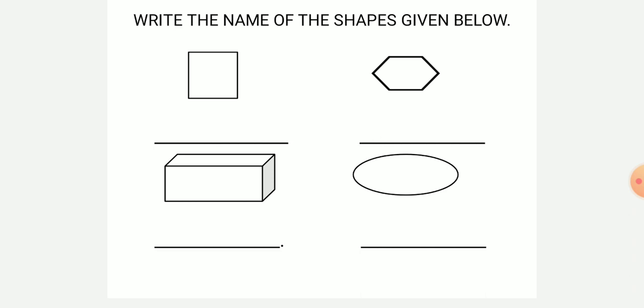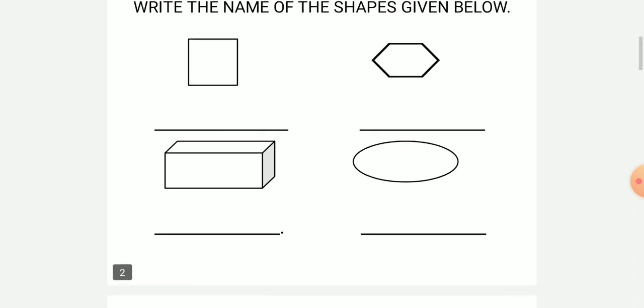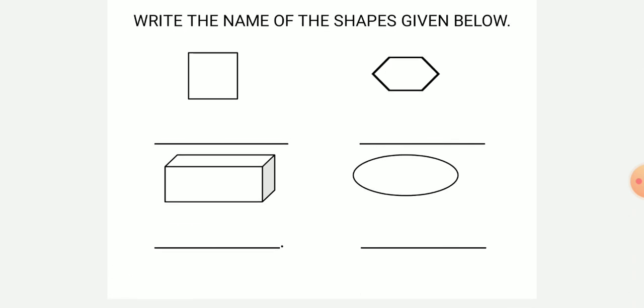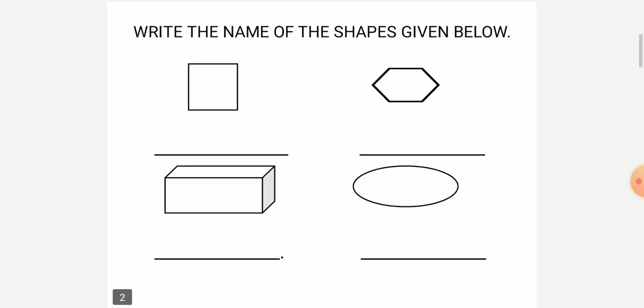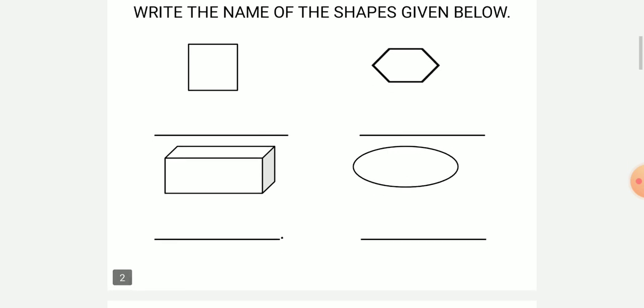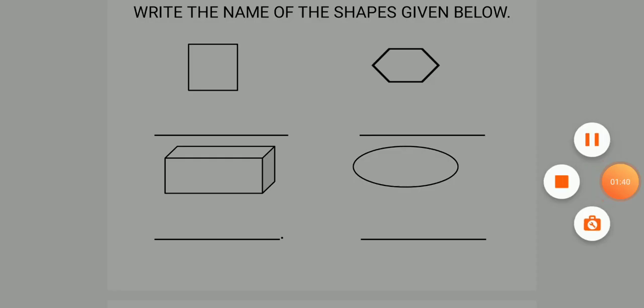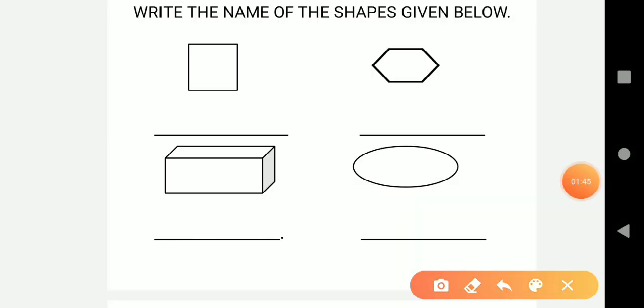Now my first worksheet is: write the name of the shapes given below. In this slide, I will take here 4 different shapes. So you already know about the shapes? Yes or no? Yes. Okay. So please give me the answer of the following shape.